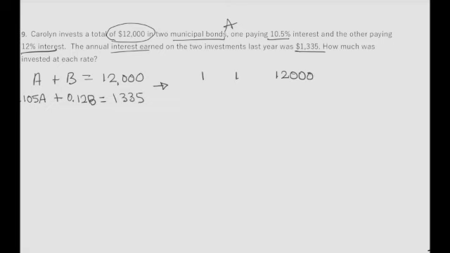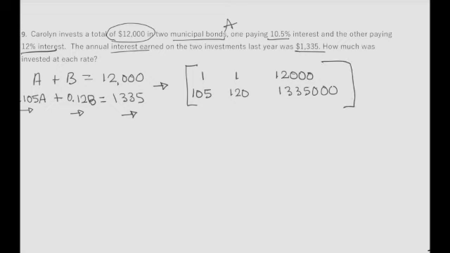The next one, I don't really like having decimals, so I'll multiply this by 1,000, this by 1,000, and this by 1,000. It will be 105, 120, and 1335. Whoops, I'm not wanting to put the variables in there. I know those got big, but it is what it is. This would be your matrix.